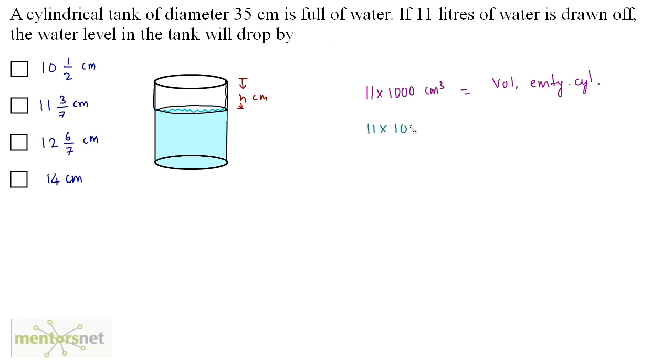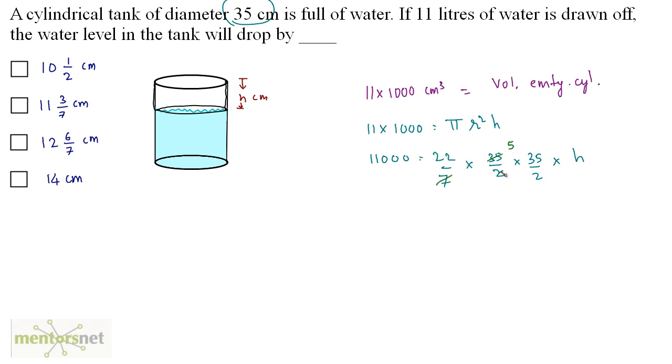So I have 11 into 1000 is equal to the volume of this empty space of this cylinder, which is pi r square h. So pi r square h, right? So this is 11,000 is equal to 22 by 7 times, well, the diameter is 35 centimeters, so the radius will be equal to 35 by 2, isn't it? So r square is 35 by 2 times 35 by 2 times the height. Now h is the drop in the water level, and that's what we have to find out.